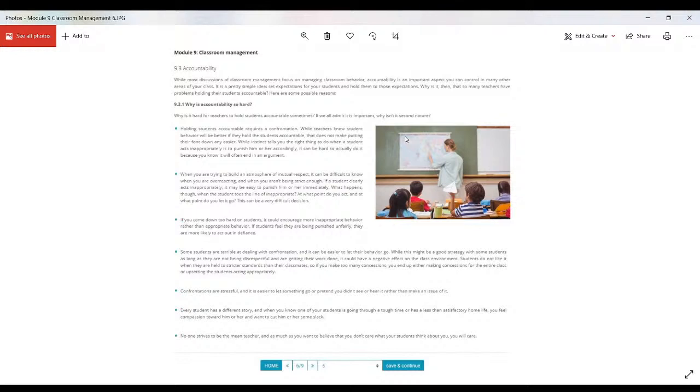Okay, so hindi lang mga newbie or mga new teachers nakaka-experience nito minsan or may struggle holding their students accountable, right? Minsan, pati yung mga matagal na rin kasi depende rin sa ugali ng student, right? Or depende rin sa student.